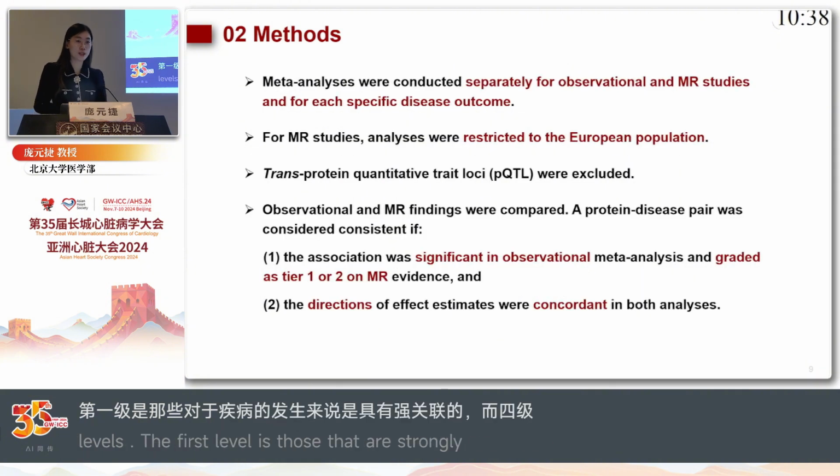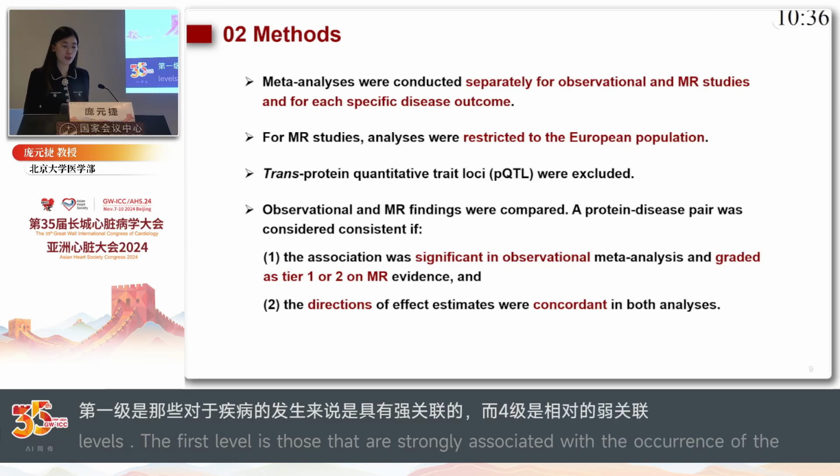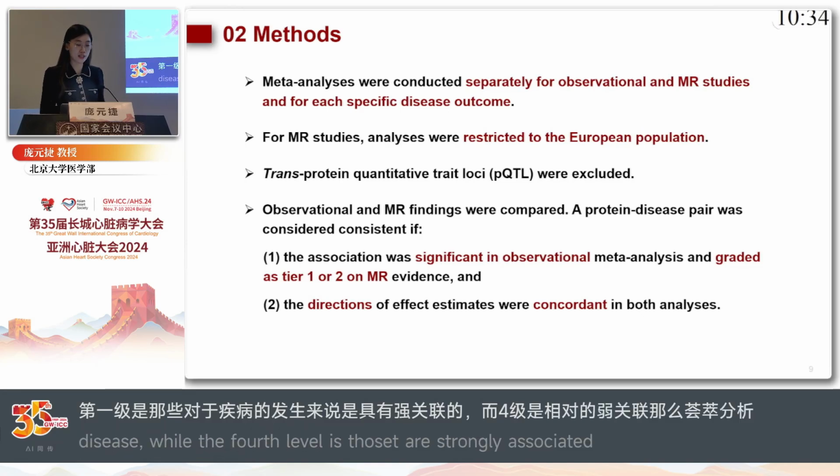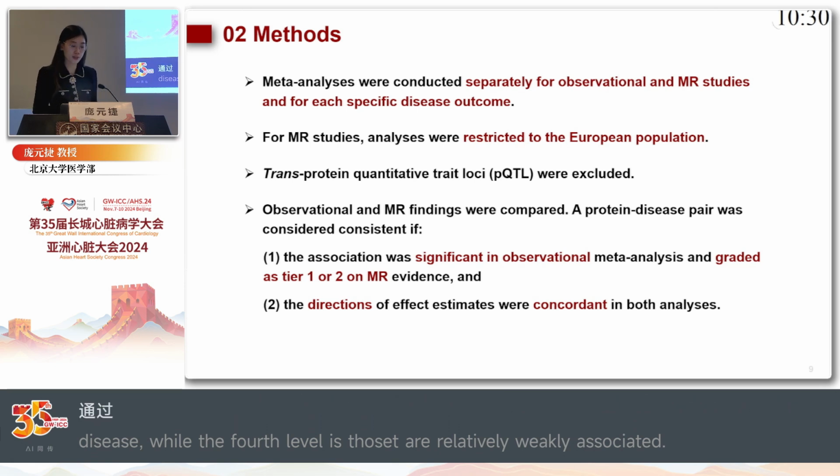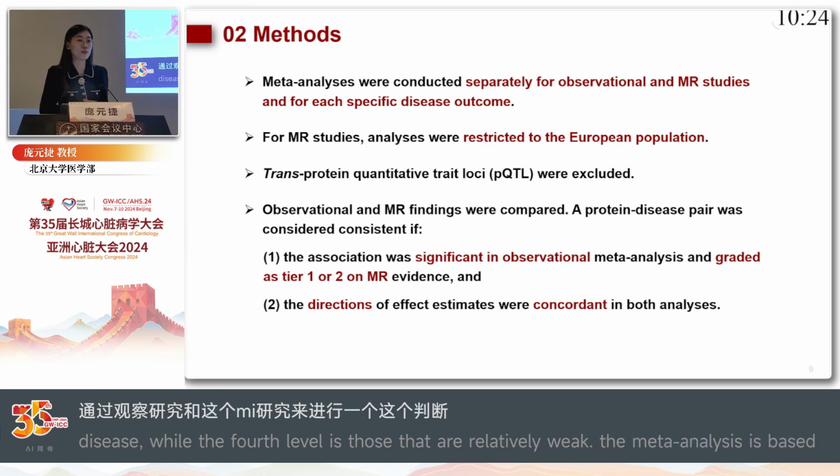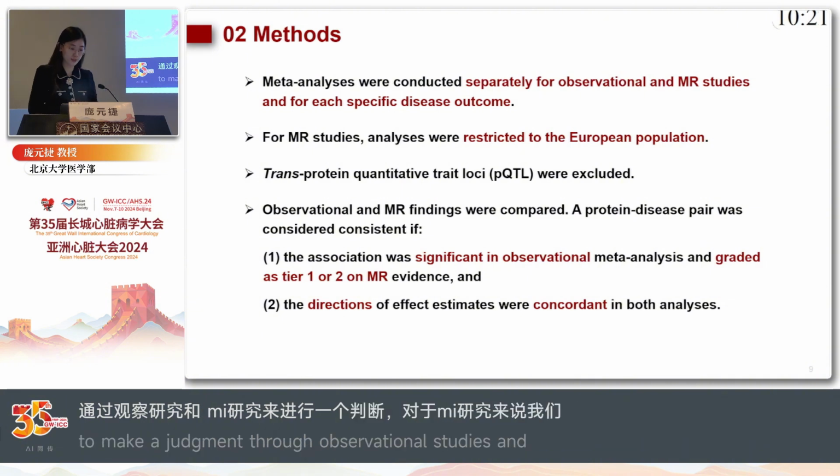For meta-analysis, we conducted them separately for observational and Mendelian randomization studies, and we also reported separately each protein and disease pair. For the genetic analysis, we restricted to the European populations because different populations have different genetic backgrounds, and trans-pQTL were excluded.